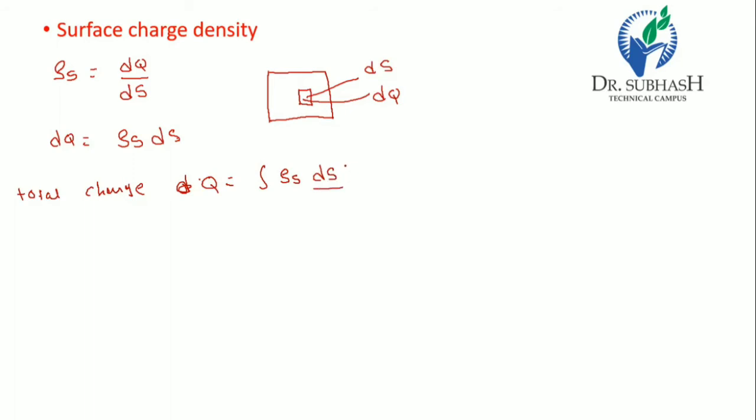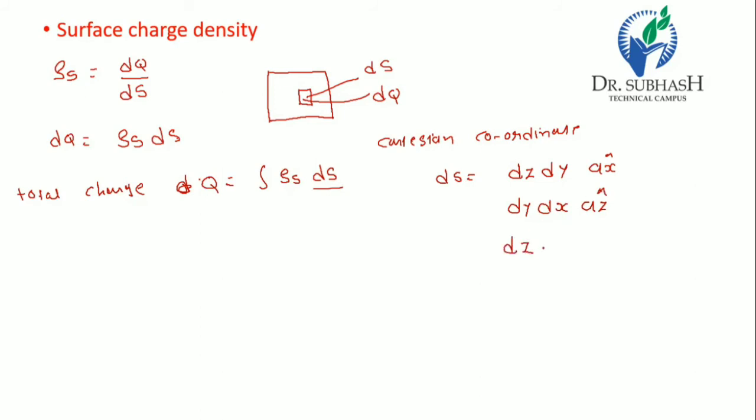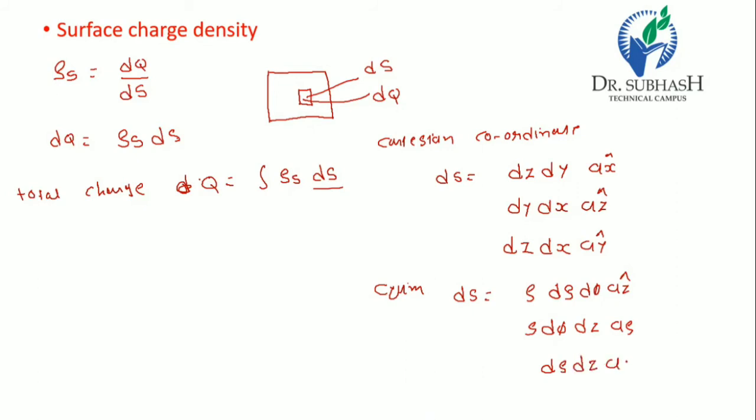Here, depending on the surface located in the coordinate system, suppose the surface is in the Cartesian coordinate system, then the value of ds may be either dz dy in the ax direction, or dy dx in the az direction, or dz dx in the ay direction. Similarly, if it is located in the cylindrical coordinate system, then ds may be rho d rho d phi in the a z direction, d phi dz in the a rho direction, and d rho dz in the a phi direction.